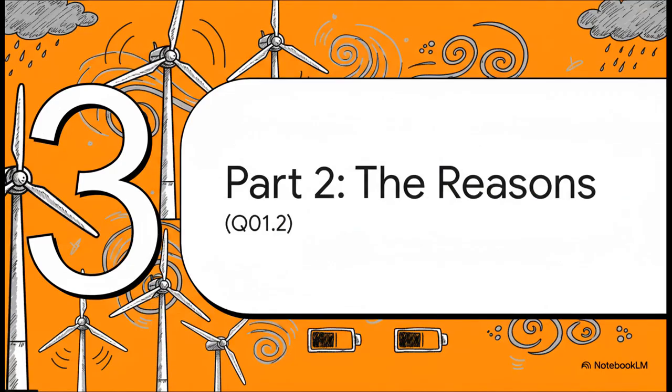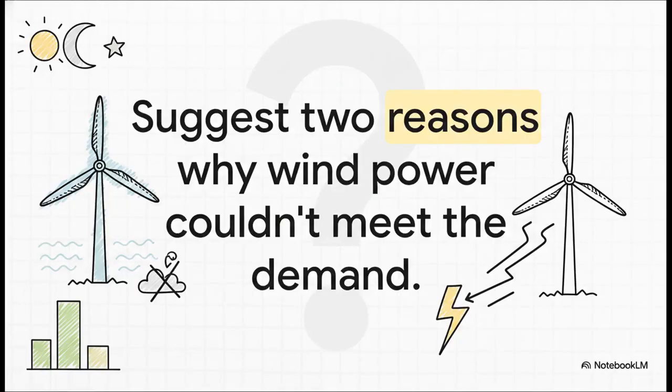Okay, next up is a different kind of question. It's a suggest question, and it's all about the real-world problems with wind power. The scenario is this. On one day, the UK needed 34,000 megawatts. Why couldn't wind power alone cover that? They want you to suggest 2 reasons. So, what are the common sense, practical limitations here?